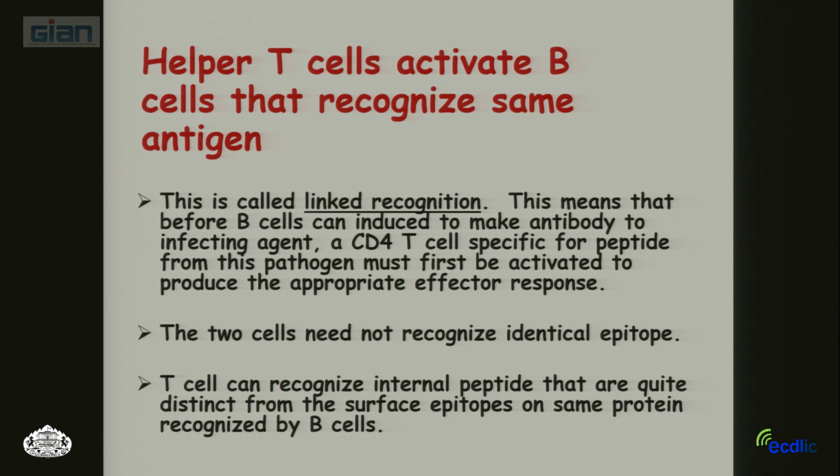And that's why they call it linked recognition. This means that before B cells can be induced to make antibody to an infecting agent, a CD4 positive T cell specific for a peptide from this pathogen must be activated to produce the appropriate effector response. So there has to be relatedness in that antigen. The B cell will recognize that antigen because it will bind to the B cell receptor directly. And that antigen also has to be processed and presented to CD4 positive T cells, and those CD4 positive T cells have to know exactly which antigen they are talking about, and then they will have the effector function. The two cells need to recognize an identical epitope. That's another important feature. The T cells can recognize internal peptides that are quite distinct from surface epitopes on the same protein, but they have to be from the same protein which is recognized by the B cell.